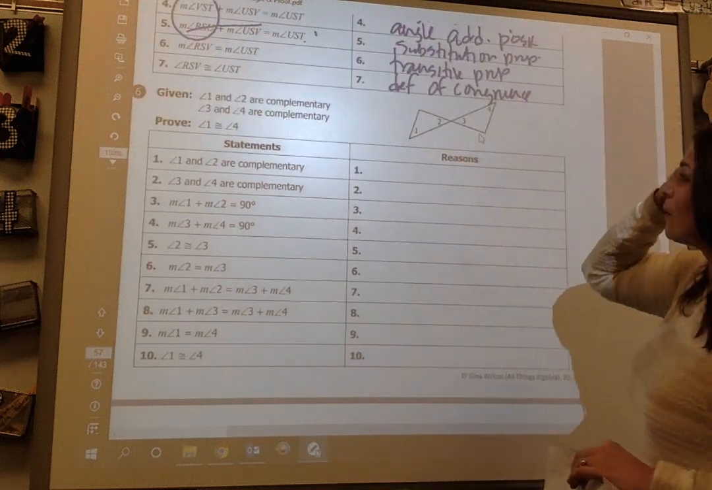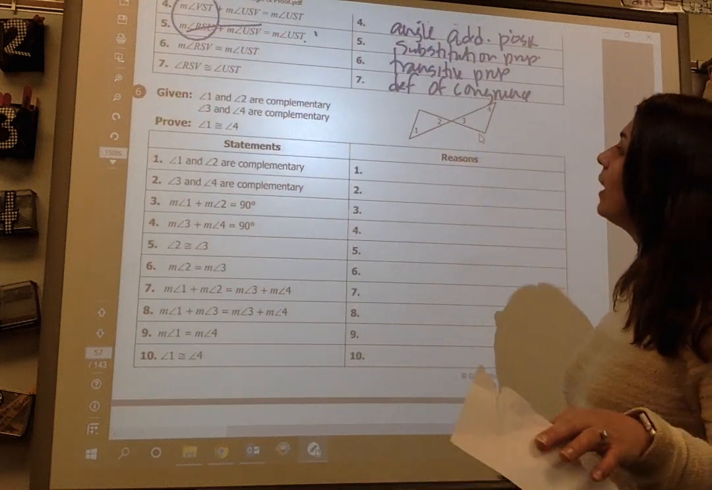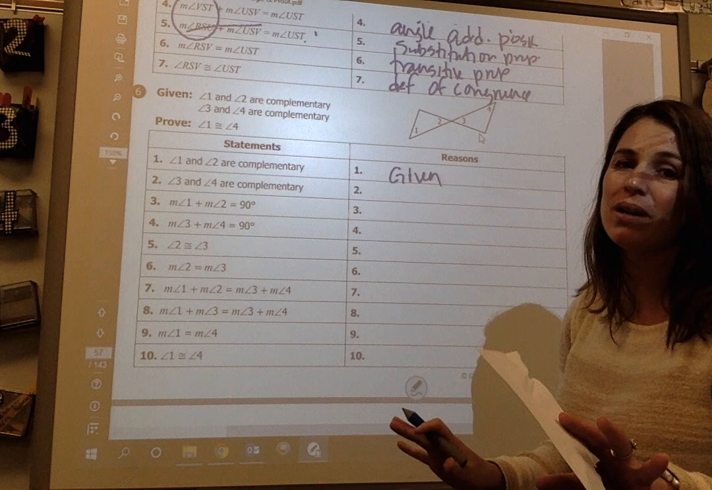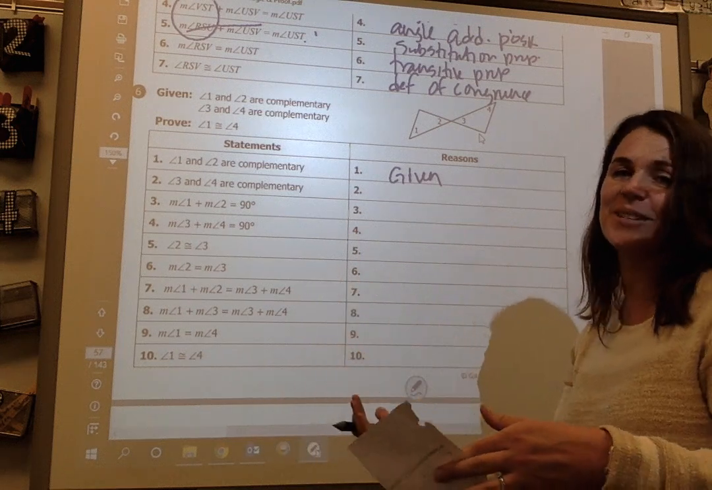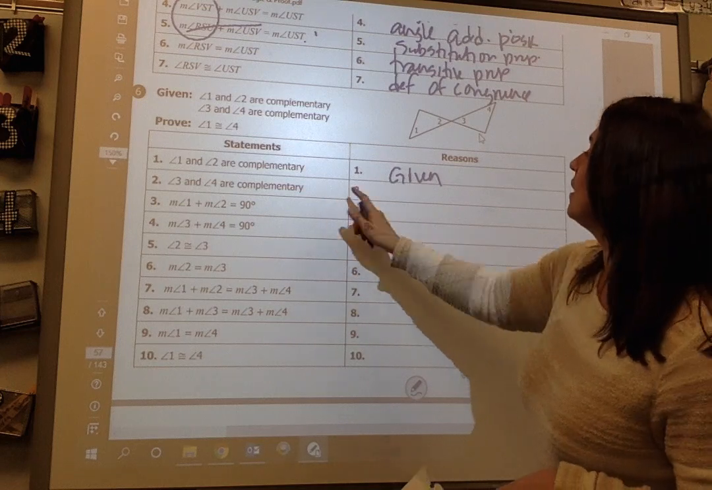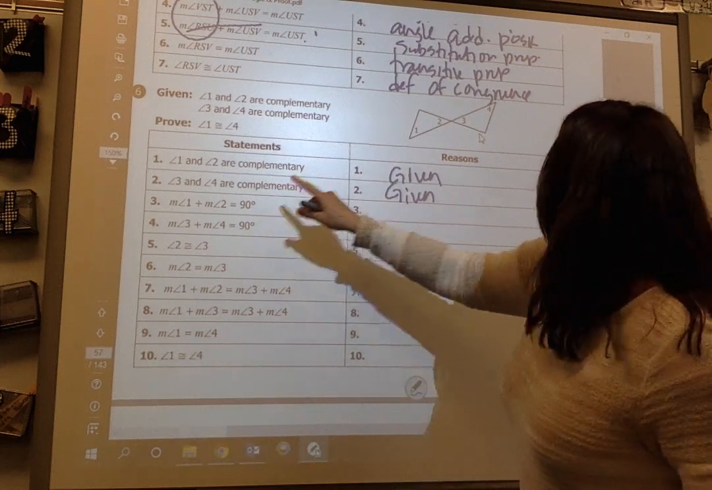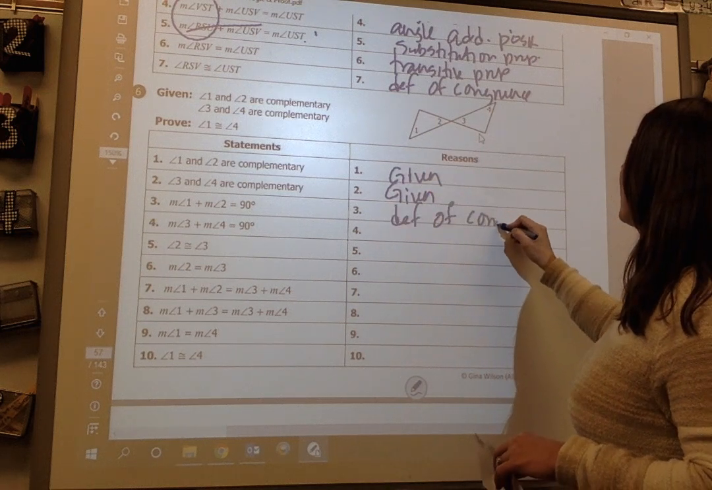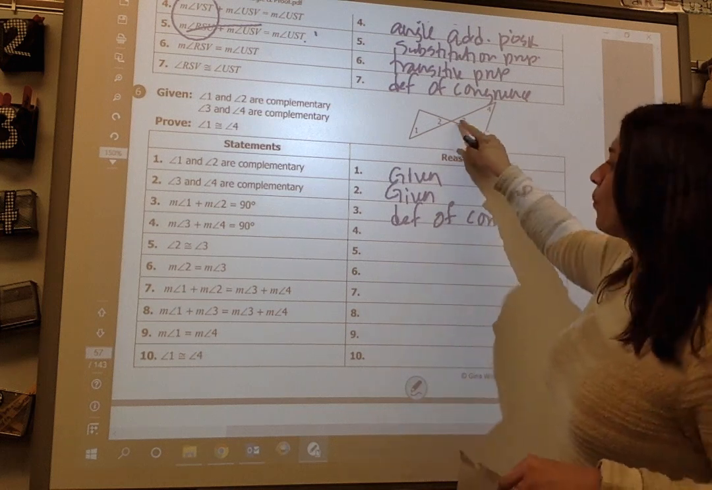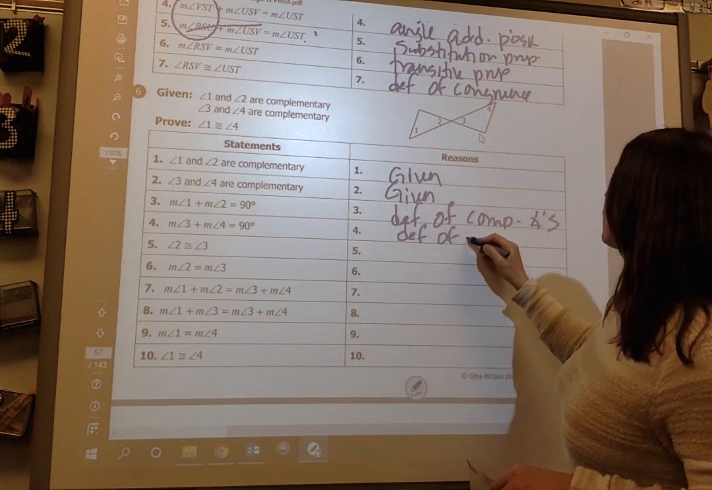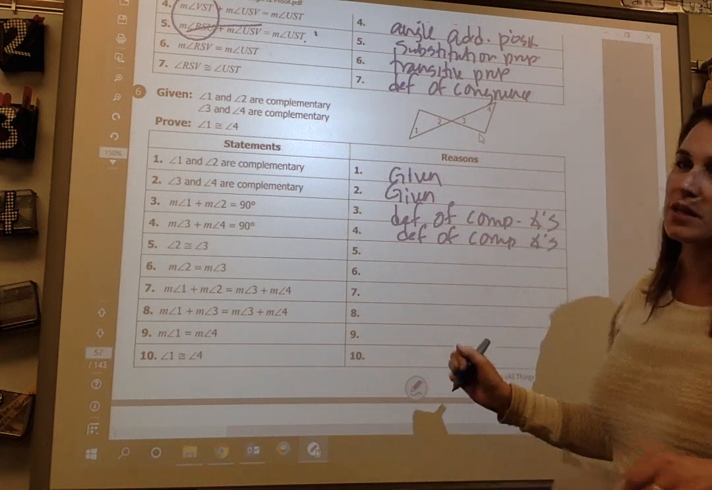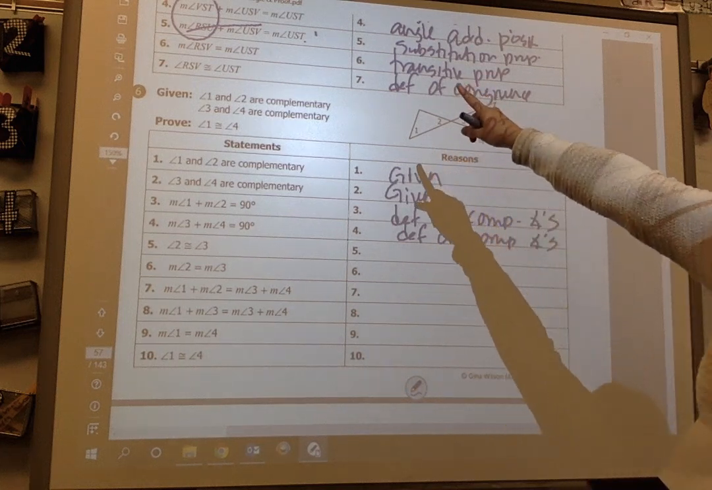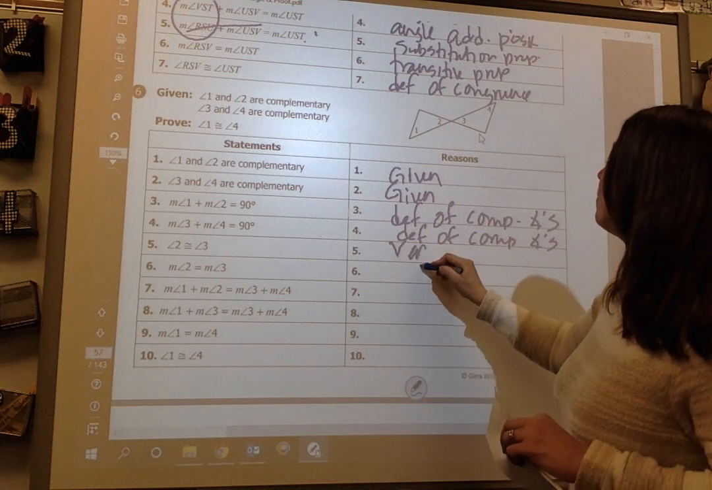All right, so number 6, here we go. Let's take a look at number 6. Angle 1 and 2 are complementary. That's given to me. Sorry, pause. Okay. All right, now let's see what we got. So, given statement, 3 and 4, that's given. The measurement of angle 1 plus angle 2 is 90 degrees. That's definition of complementary angles. Angle 3 plus angle 4 is 90 degrees. Again, that's definition of complementary angles. Anytime it talks about the algebra part, the numbers part, that's just definition. Angle 2 is congruent to angle 3. That's the vertical angle theorem.